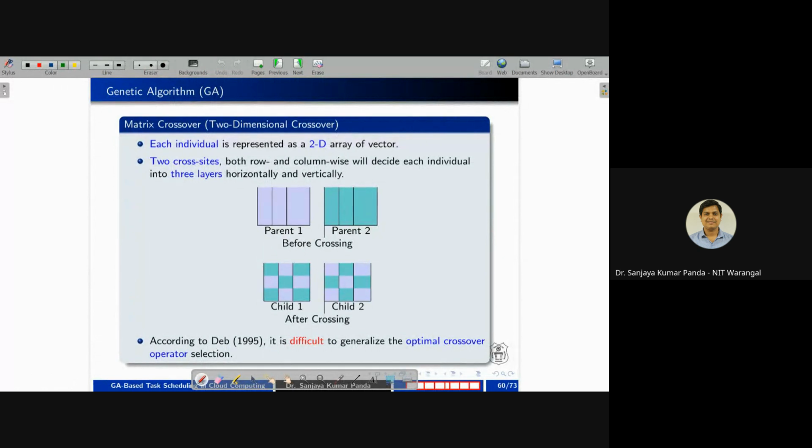Many people also work on problems in which matrices come into the picture, especially image processing applications. In that case also you can apply crossover, right? For example, if I consider this is parent one and parent two, then I'll take one matrix element from parent one, another matrix element from parent two, and like that you will proceed throughout the matrix. Many researchers, including Dept in 1995, mentioned that it is difficult to generalize the optimal crossover operator selection. If you ask for a particular problem, like a task scheduling problem, whether you go for 1-point crossover, 2-point or multi-point, there is no answer. So you have to try all possibilities and check which crossover works for you.